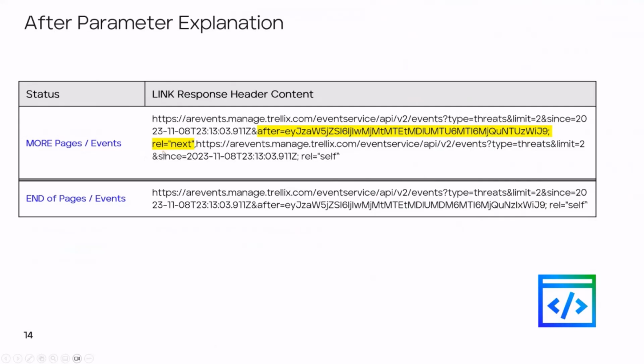The response here at the first row shows that there's more pages, and we can tell that because after the after parameter, there's this entry that says rel equals next. So that's a hint that there's another page of data to be captured. Whereas once we reach the end of pages or end of events in the list, you'll notice there is no rel equals next in the link response header content. There is a rel equals self, but that is different. What is the key here is rel equals next.